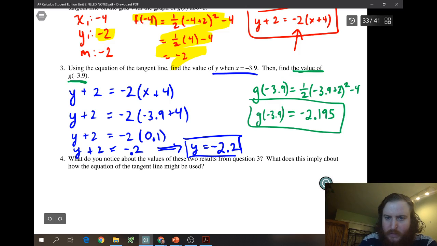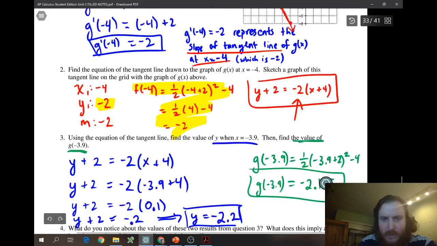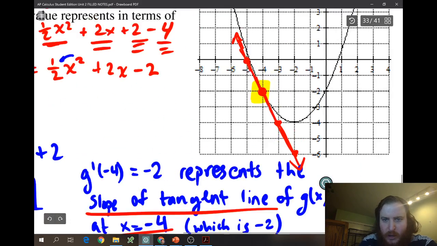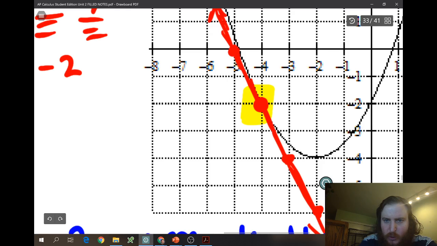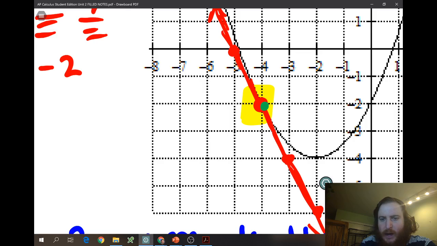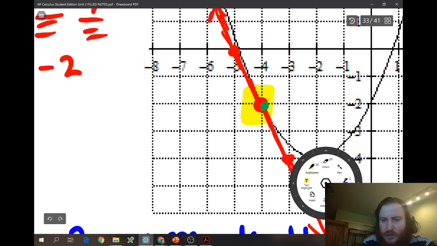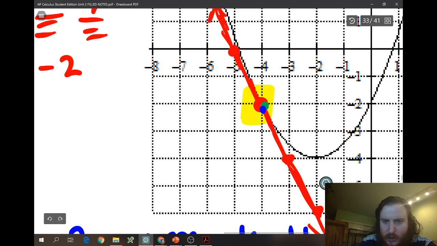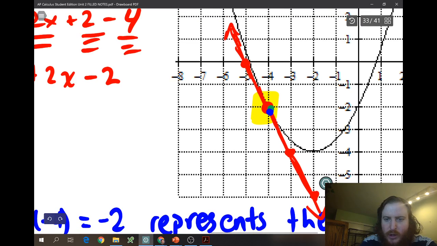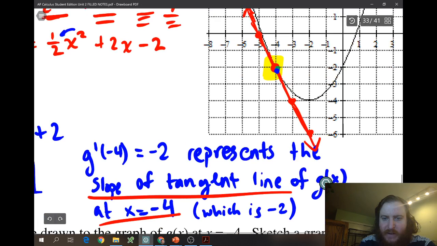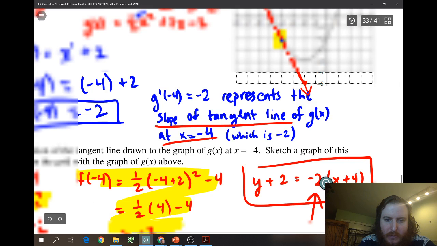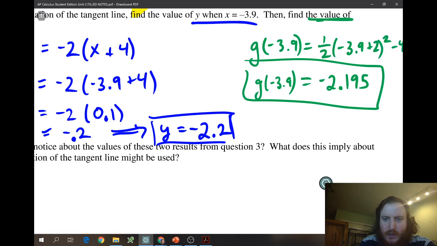So negative 2.195. What this means is on the graph, at negative 3.9, if we really zoom in, it's like right here. On the actual graph, on the black graph, it was negative 2.195. And then on our tangent line, which is this red graph, it was negative 2.2. What do we notice about those 2 points? They're very, very close to each other, right? You even just look at the y values, negative 2.2 and negative 2.195. This would round to negative 2.2 if you rounded to 1 decimal.